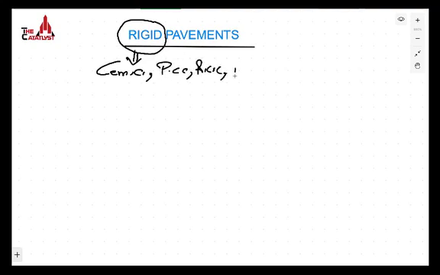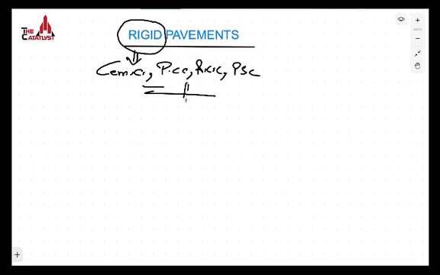Hello student, in this class of rigid pavement, we'll be dealing with some basic concepts related to rigid pavements which are important for examinations. So first of all, understand what rigid pavements are. Rigid pavements are those pavements which are constructed using cement concrete, or you can say plain cement concrete, reinforced cement concrete, pre-stressed concrete. All these concretes can be used for the construction of rigid pavements.